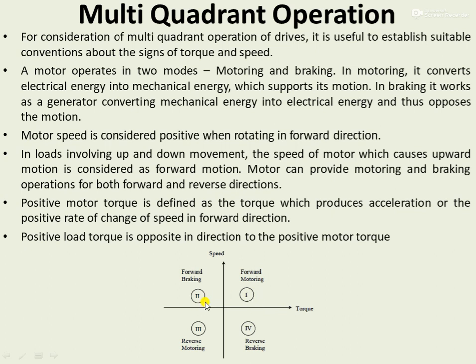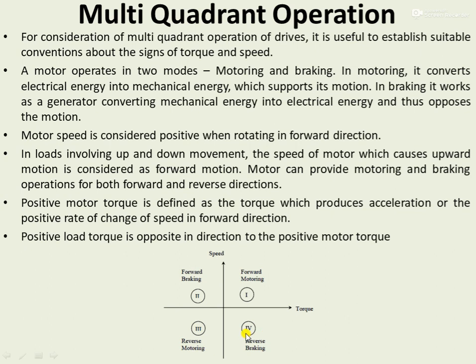While looking into the second quadrant, here also the speed is having positive polarity but the torque is of negative polarity. Hence the power developed will be of negative sign, which indicates that the power conversion is from mechanical energy. In fact, the energy conversion is from mechanical energy to electrical energy. That clearly indicates the generating operation, which will come into picture during braking operation in electric motors.